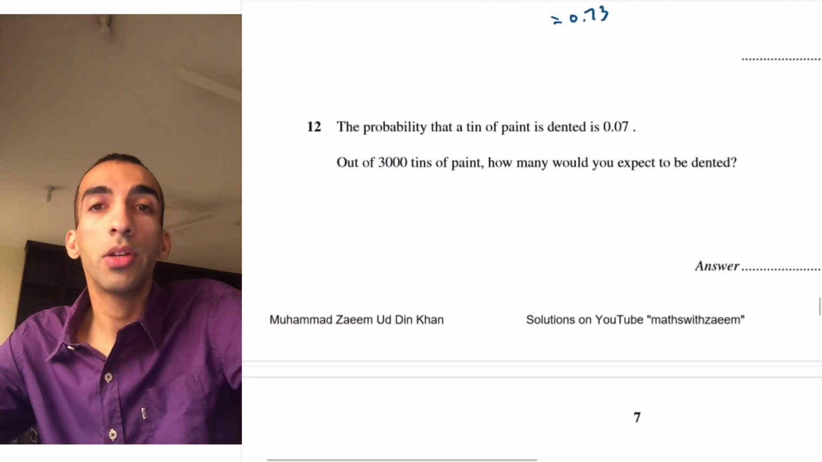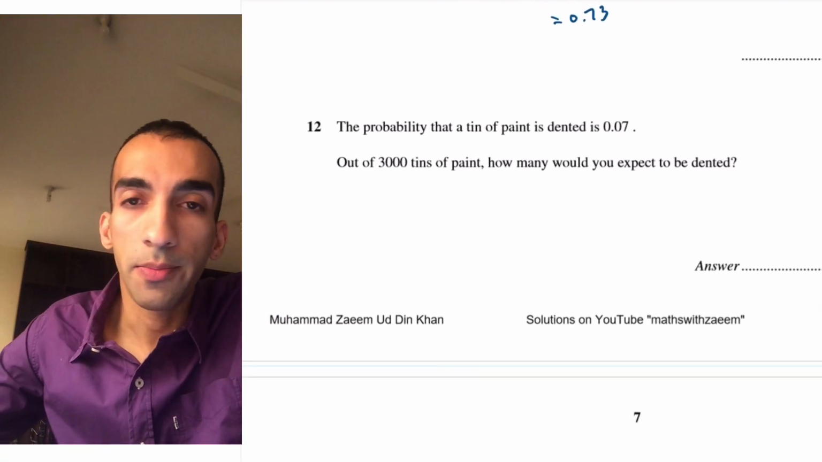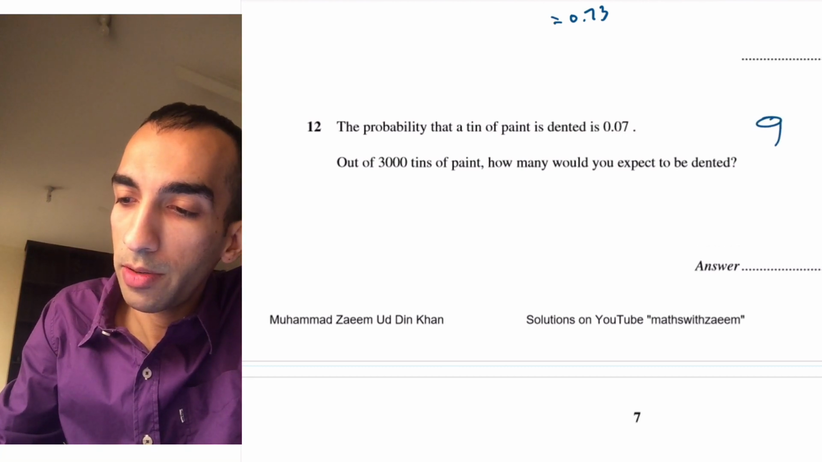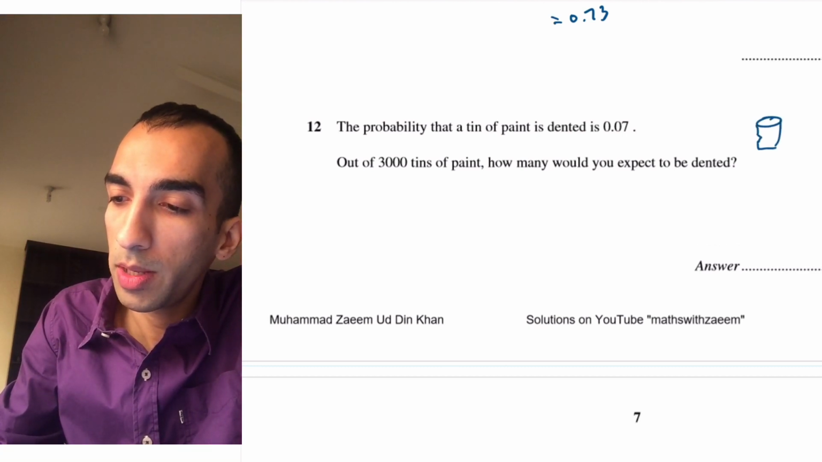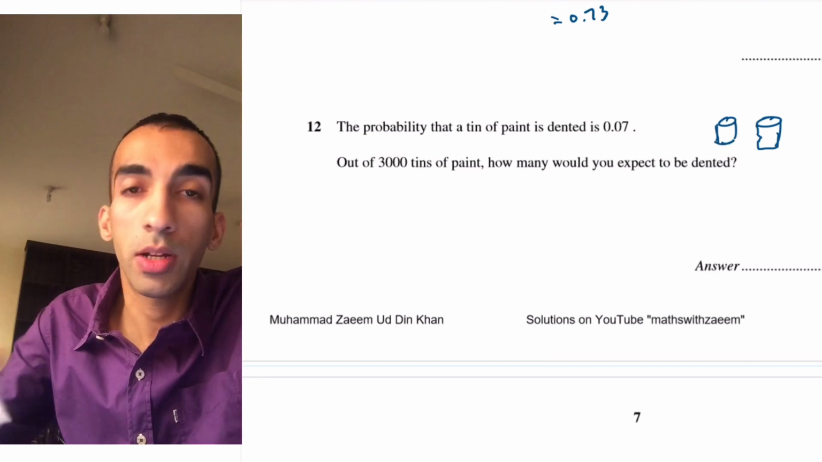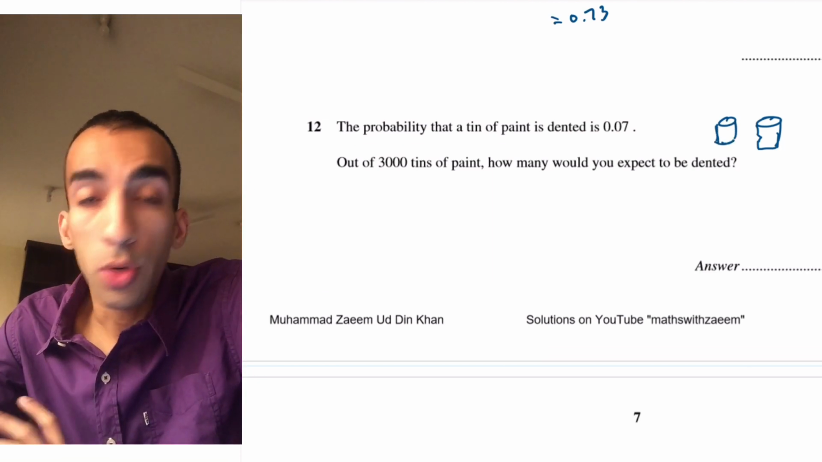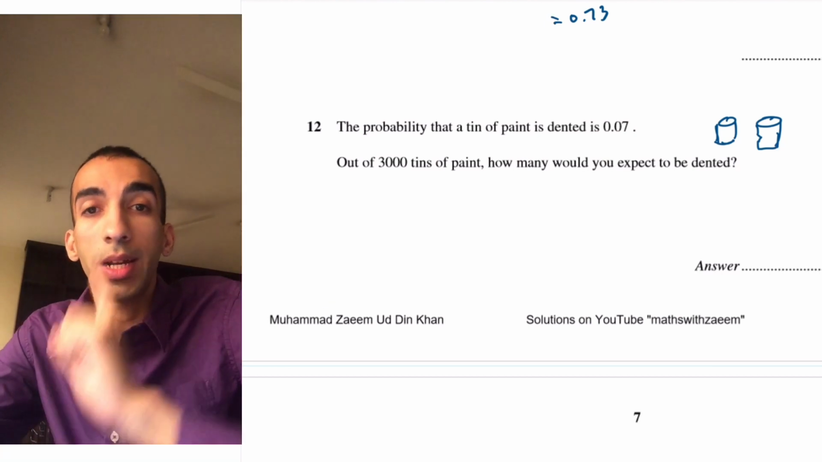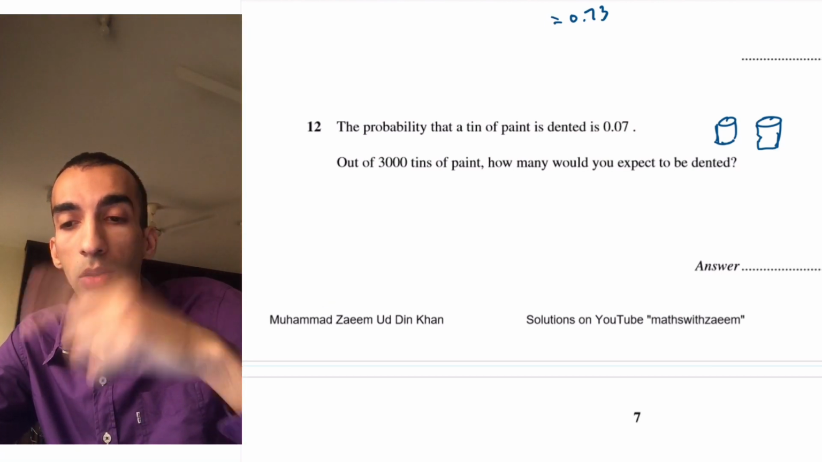The probability that a tin of paint is dented. So basically a tin of paint, instead of being a perfect tin of paint, it is dented. 0.07. So that's the probability of selecting one tin of paint which is dented.